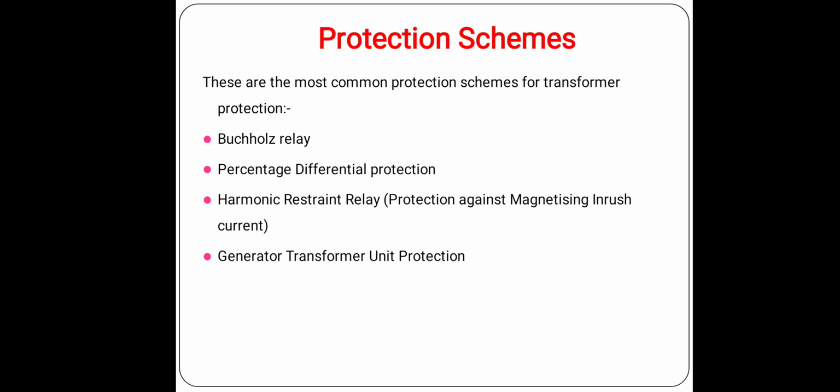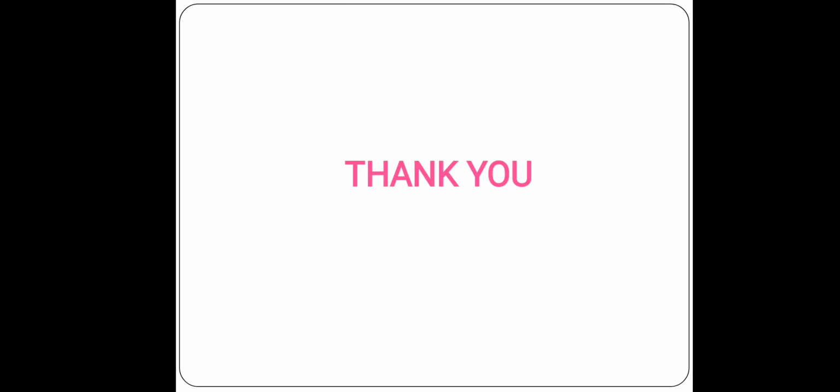Now, these are the different protection schemes we will learn in our syllabus. These are the most common protection schemes for transformer protection: Buchholz relay, percentage differential relay, and harmonic restraint relay. Basically this is the protection against magnetizing inrush current, and generator transformer unit protection. In the next class we will discuss the working of these protection relays one by one.